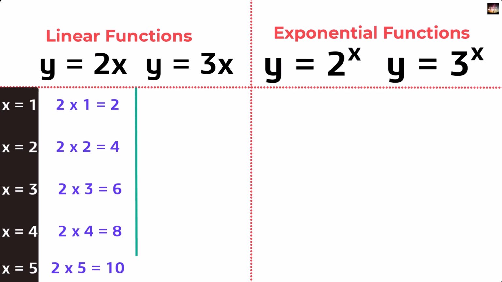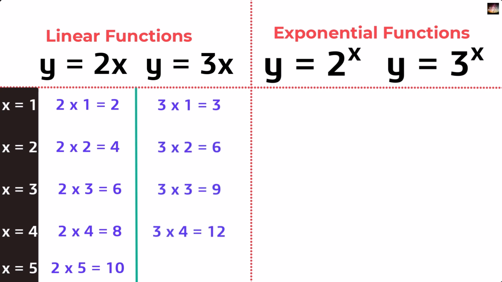Now similarly, we will look at y equals 3x. In this case, we will basically multiply by 3, so what will you get here? 3 times 1 equals 3, 3 times 2 equals 6, 3 times 3 equals 9. Similarly, 3 times 4 equals 12, and finally 15. Now, if you look closely here, this function is growing faster compared to 2x.